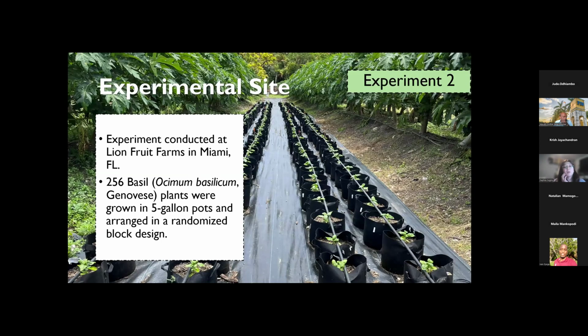So for our second experiment, which involved basil, I grew 256 basil plants in 5-gallon pots, and this was again in the same location as before at Lion Fruit Farms, which is our partner farm. The basil plants were arranged in a randomized block design, and each experimental block contained 8 plants and was replicated 7 times. Again, I replicated it this many times because it is outside, and I did want to avoid any biases from either shading or just the position that the plants generally were.